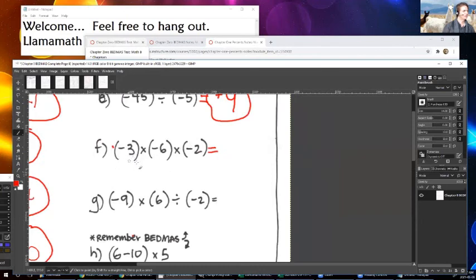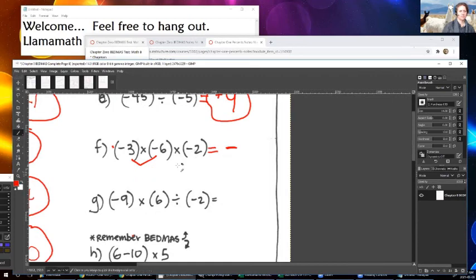Let's do the F here. There's 1 negative, 2 negative, 3 negatives. 3 negatives is an odd number, so the answer should be negative. Because if I multiply these two first, I get a negative times a negative, which is a positive 18. But now I multiply by a negative 2, so now I have 1 negative. Good things happen to a bad guy, so it's bad.